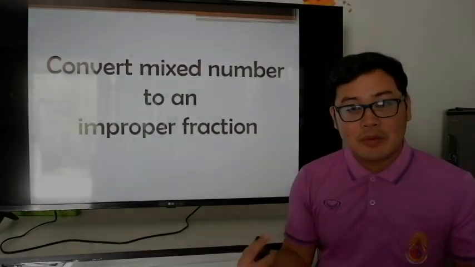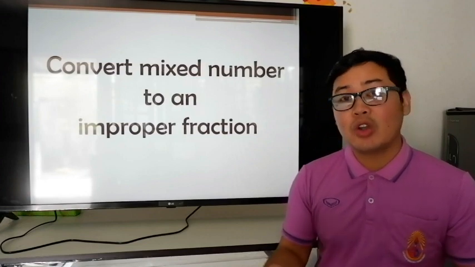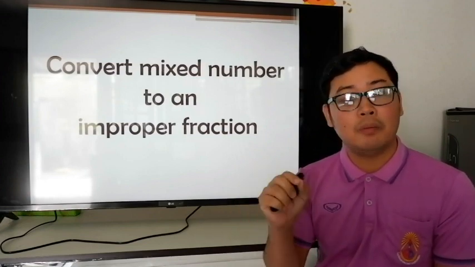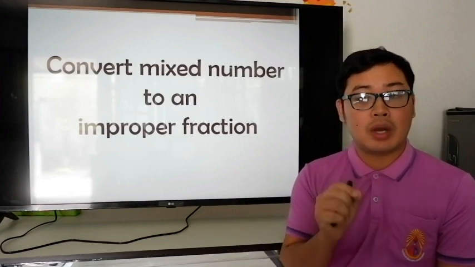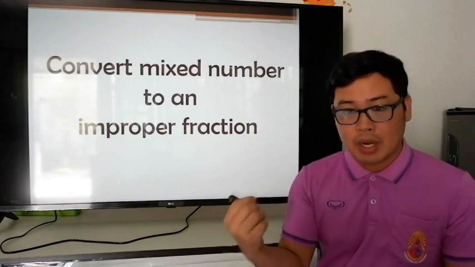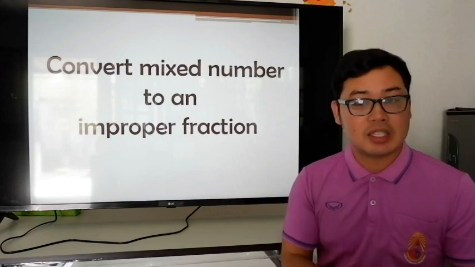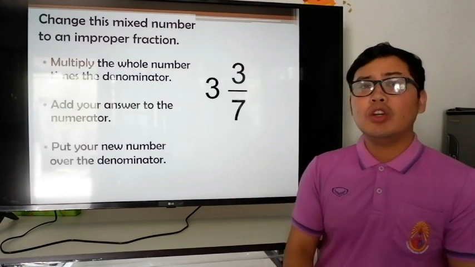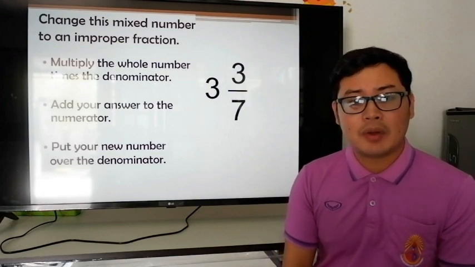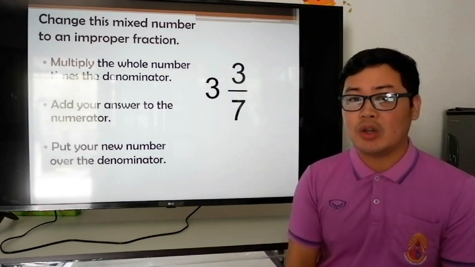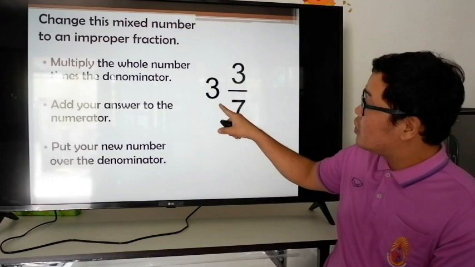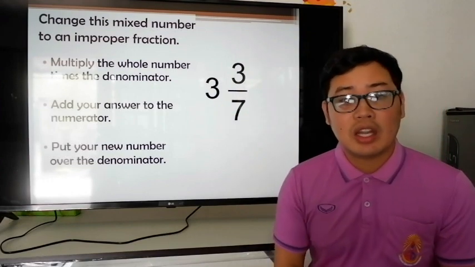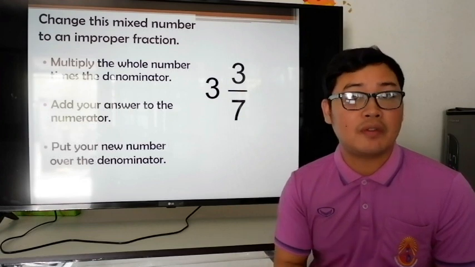Now, for our lesson today, we are going to learn how to convert mixed fractions or mixed numbers to improper fractions, or improper fractions to mixed fractions. Okay, let's try this one. To change this mixed number to an improper fraction, we have 3 and 3 over 7. So how can we convert this one into an improper fraction?